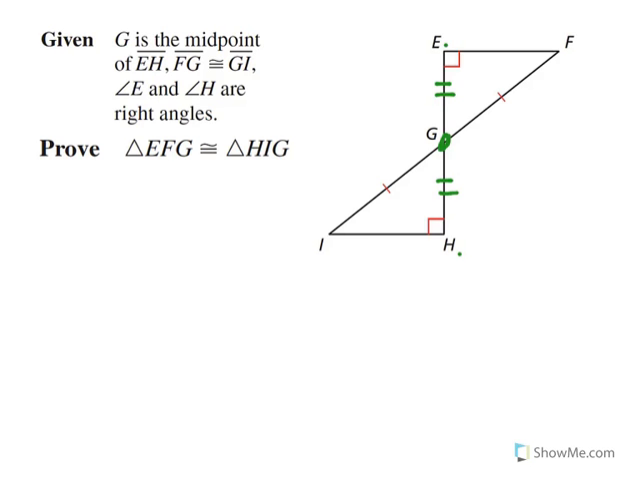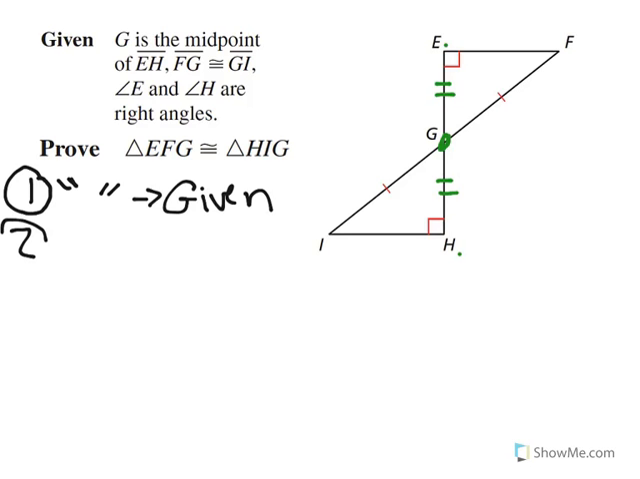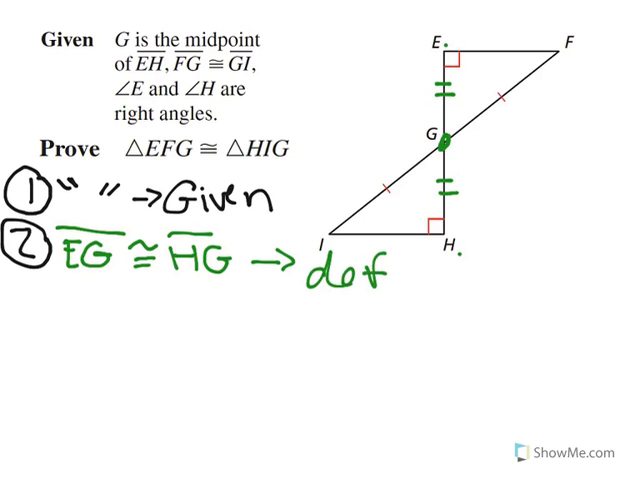So now let's start our proof. We're always going to start with writing your given information. That's our given. And now I can put in what I knew about the midpoint. So I was able to conclude that EG would be congruent to HG, and I know that because of the definition of a midpoint.